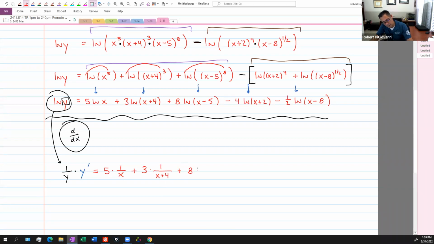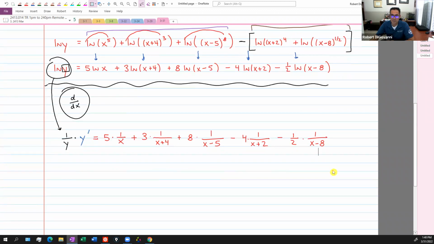Plus 8 times 1 over x minus 5. The derivative of x minus 5 is 1 again, so I don't need that out here. Minus 4 times 1 over x plus 2, and again the derivative of x plus 2 is 1. And then minus 1/2 times 1 over x minus 8, and the derivative of x minus 8 is 1, so I don't need anything outside here. We're almost there.